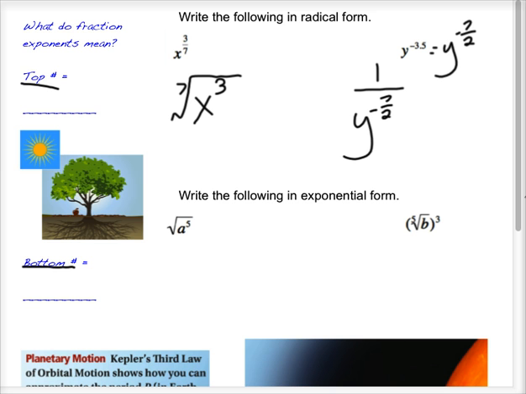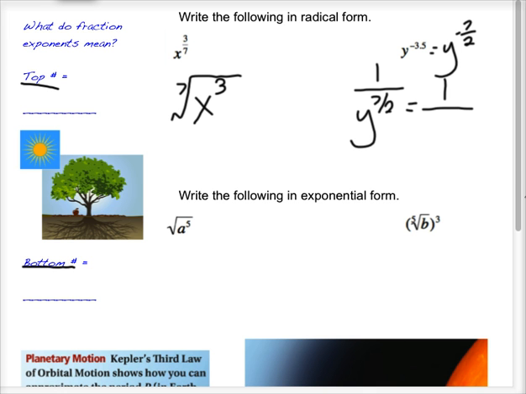So that whole thing gets moved downstairs. Well, now what do we do? Well, now we have to convert that into radical form. So, how do we convert it to radical form? Oh, I'm sorry. I actually have a typo. Once it's down here, it should be positive now. I apologize. So this should be y to the positive 7/2.